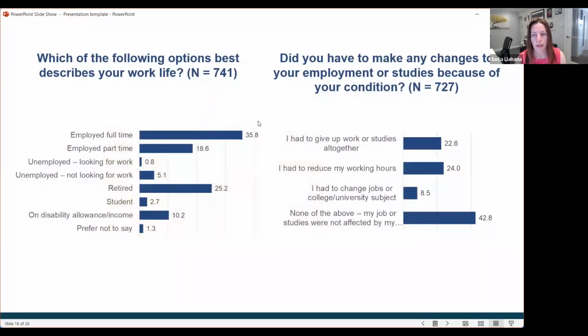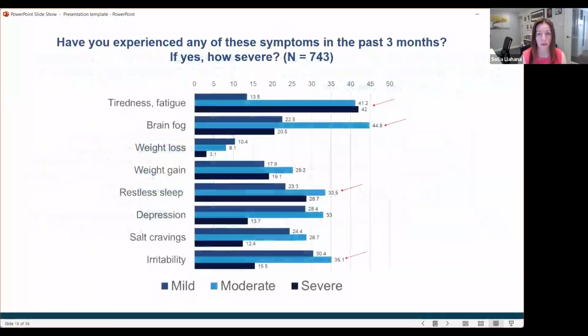We also asked what option describes your work life. I won't go through all of the details, but one of the things that was important was the high level of disability allowance and income. And 22% of people said that after being diagnosed with an endocrine condition that caused adrenal insufficiency, they had to give up work or studies altogether. 24% had to reduce their working hours, and 8% had to change job or studies. So that is quite significant.